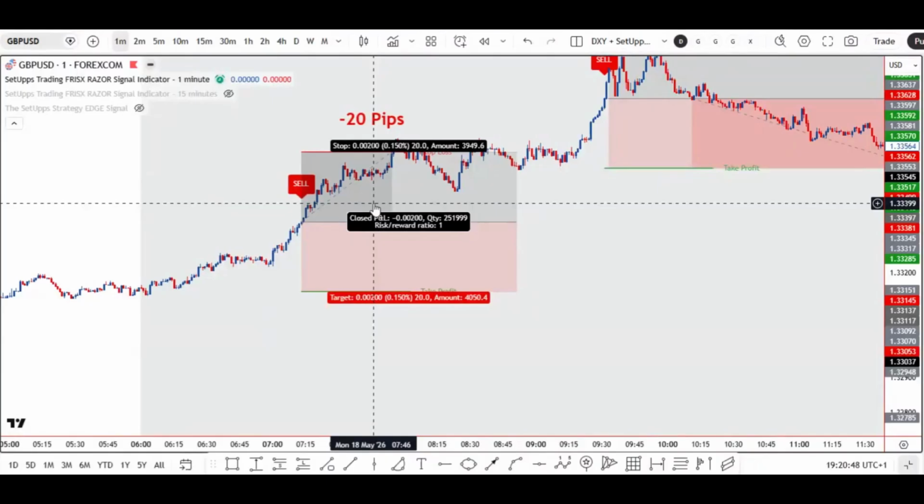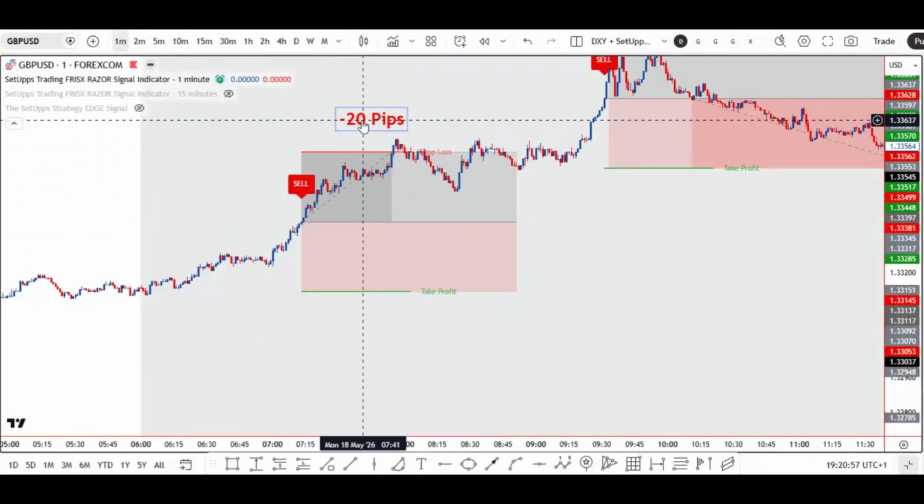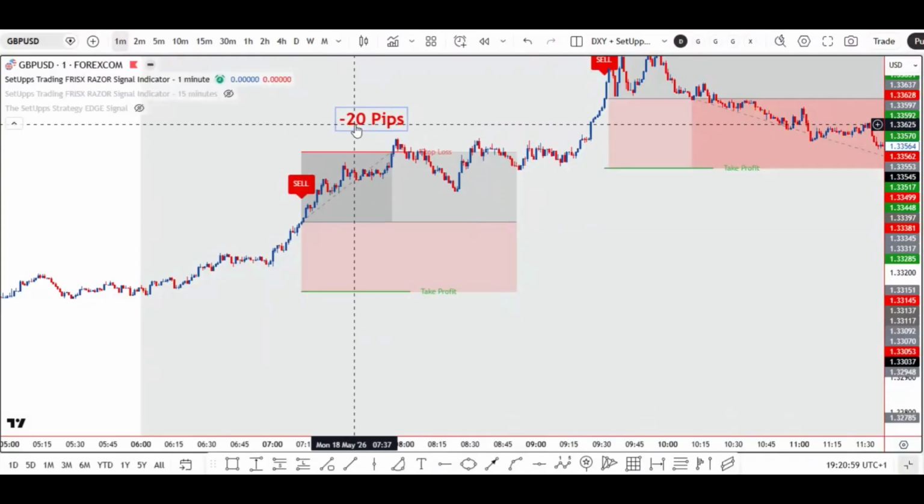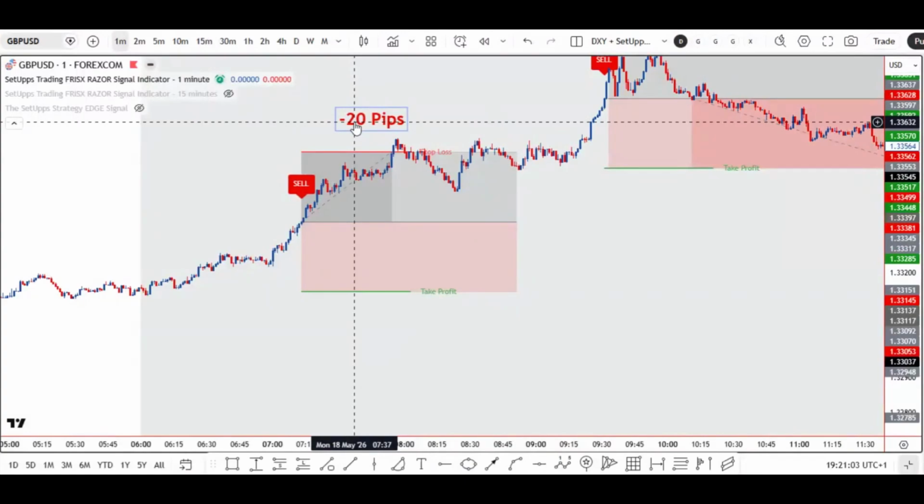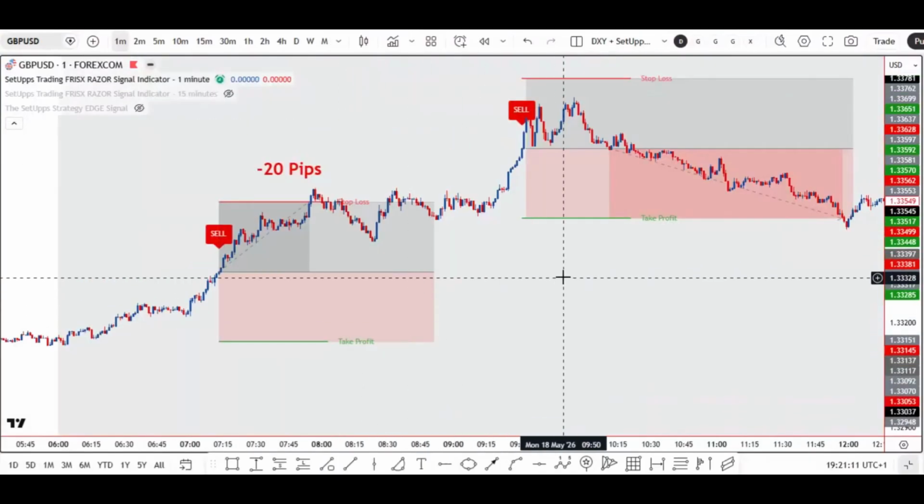We're trading with two lots for argument's sake, and again, this is for educational purposes only, not financial advice in any way. So let's assume I use two lots to trade it. In this case, we've lost 20 pips, so that would be two times 20 pips. That's about $400. But let's assume we've lost $400 today already.